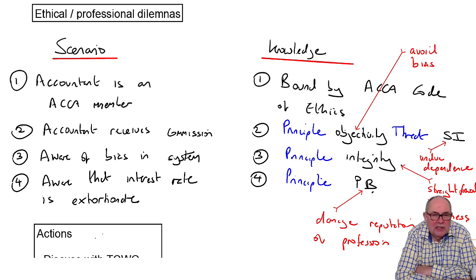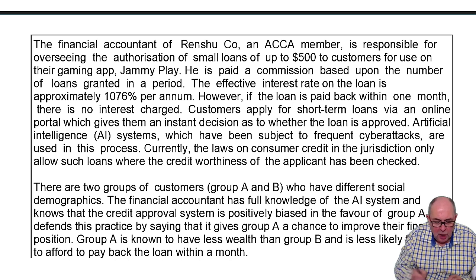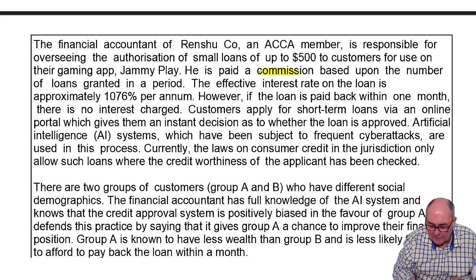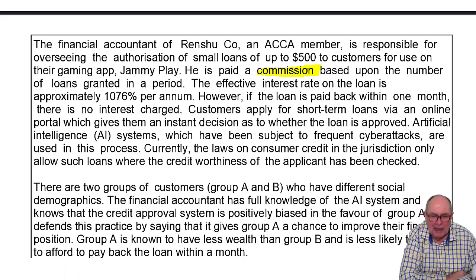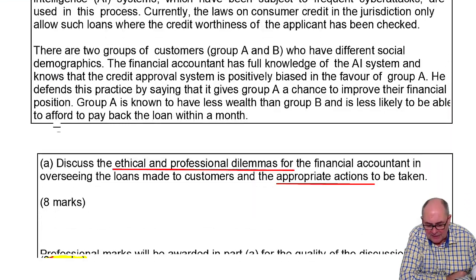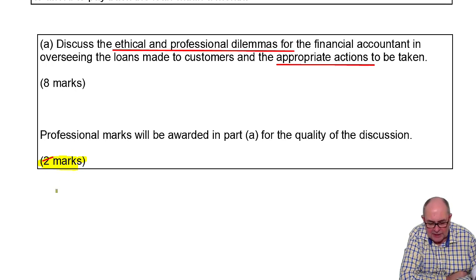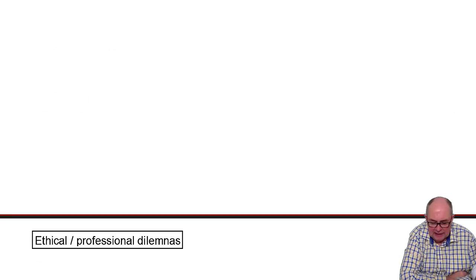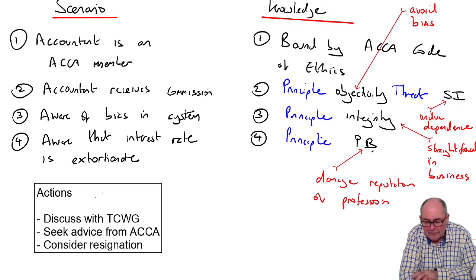We're told in the scenario that the accountant gets commission. So there was a reference up here, wasn't there, to commission on the loans. Extraordinary interest rate, isn't it? 1,076% an annum, where most people pay about 5% or 10%. Anyway, there we go. So she or he gets commission.